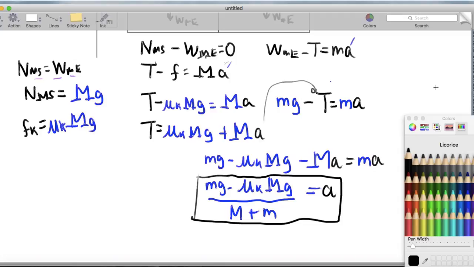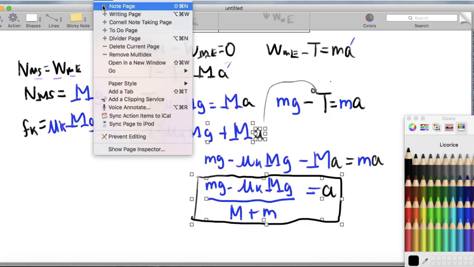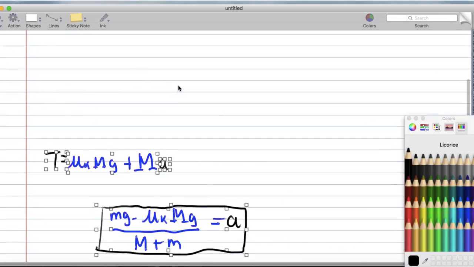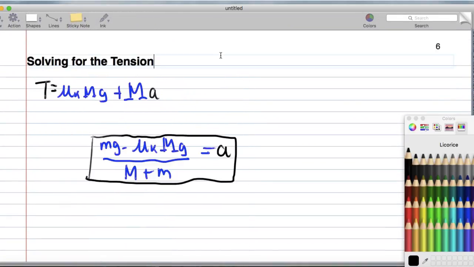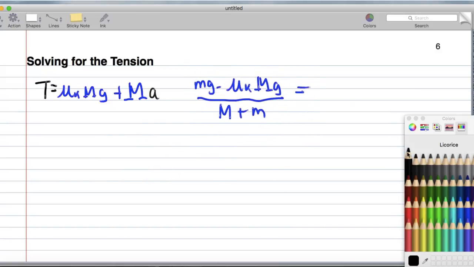Now what I can do is go ahead and get my tension. I'm actually going to do this on a separate page because it's kind of a mess, and I'm going to show you how I like this done. Okay, this is pretty brutal. When I go to this new page, I'm going to say solving for the tension. Let's move that up a little bit. So that's our acceleration, right?